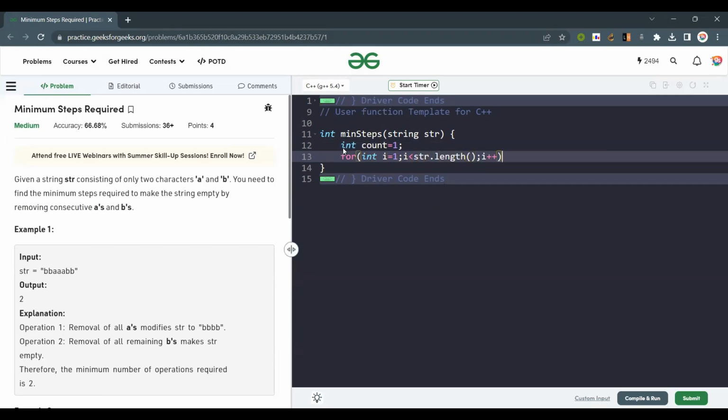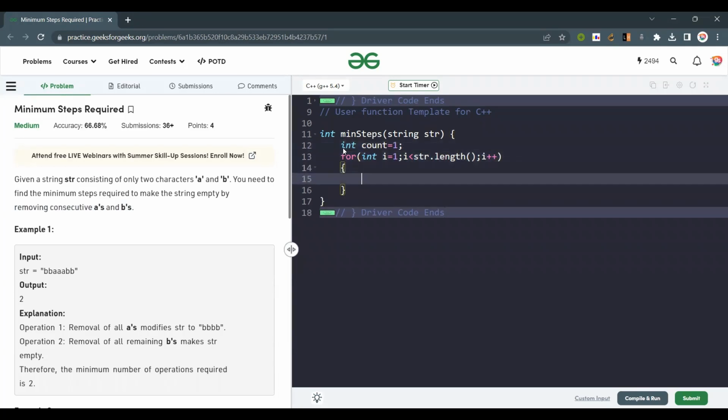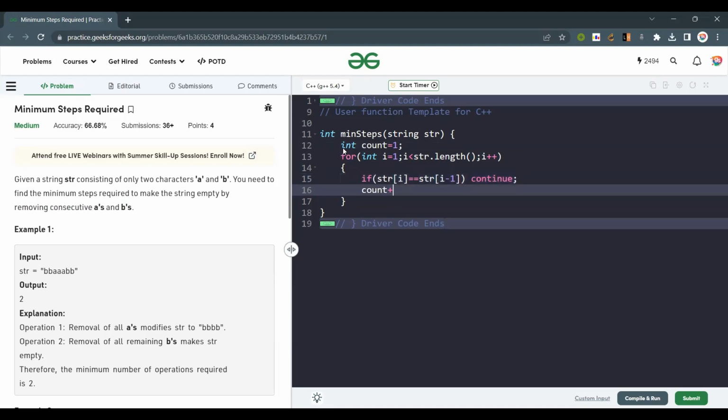Now, why am I taking the string from the 1st index and why am I starting the count from 1? Because I have to compare with the previous character. If str[i] is equal to str[i-1], that means I am in the same group. So I will continue. Else I will do count plus plus.